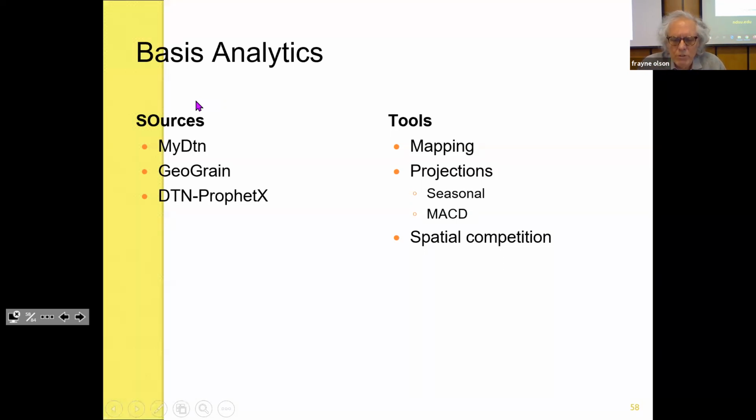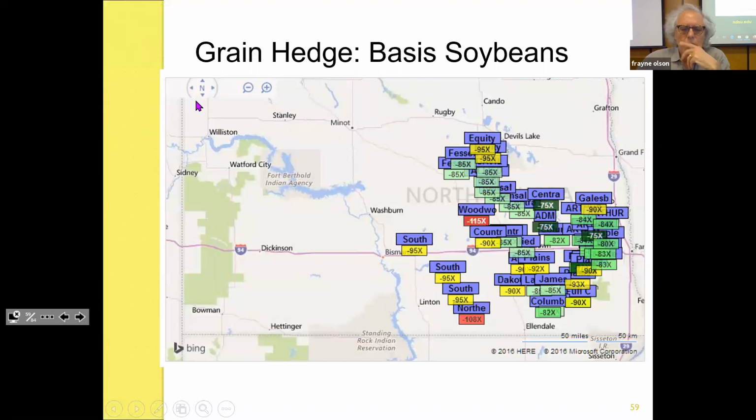The things I want to show you today are mapping and then projections, how we make projections using seasonal indexes and MACD. And then I want to talk about spatial competition, particularly regarding the PNW, St. Louis, and Brazil. One of the packages we use is called GeoGrain. I think sometimes it's called Grain Hedge, and tomorrow you can show them the link to that. I'm not covering that in this presentation, but it's kind of a nice story, in that this shows one of their slides.